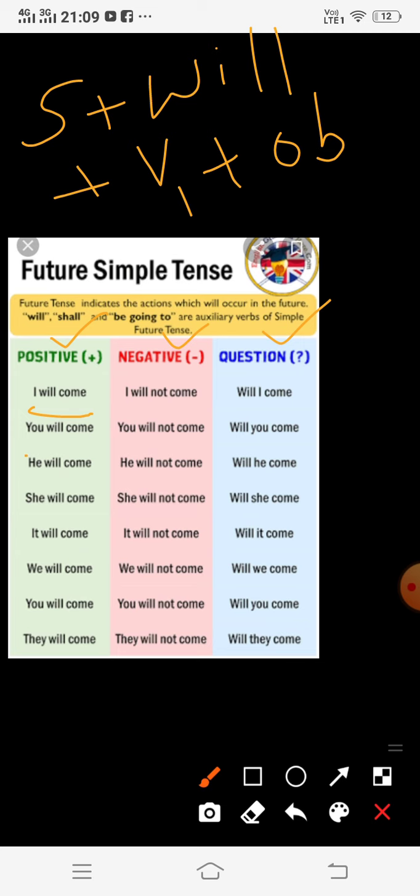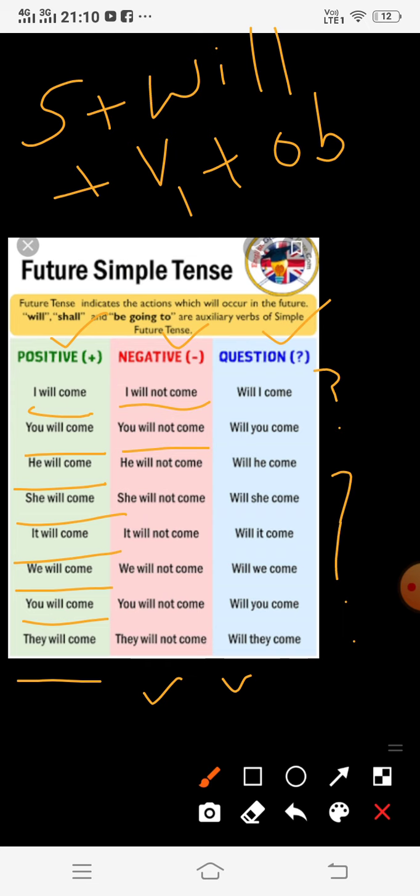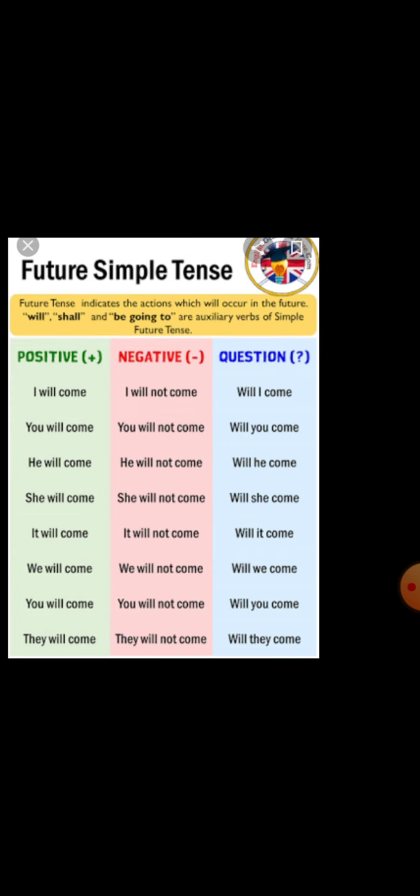I will come, you will come, he will come, she will come, it will come, we will come, you will come, they will come. In the same way for negative, just add not after the helping verb. I will not come, you will not come, and so on. For interrogative, will is kept at the beginning of the sentence. Will I come? Like that we can tackle simple future tense.